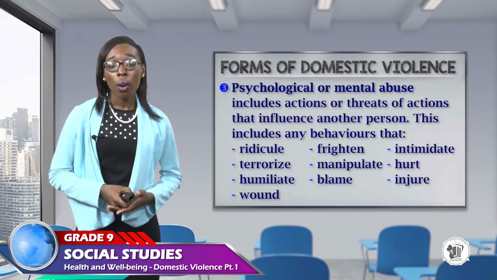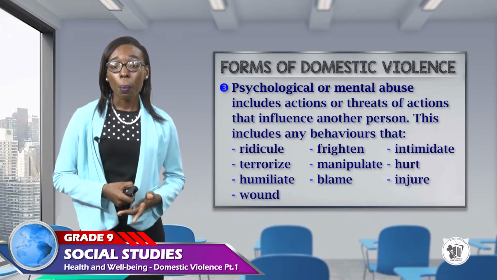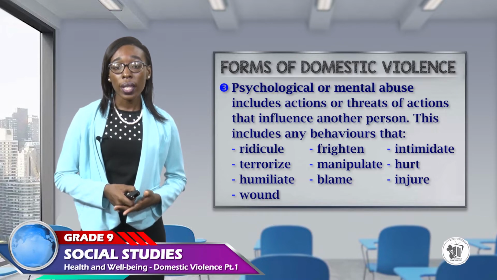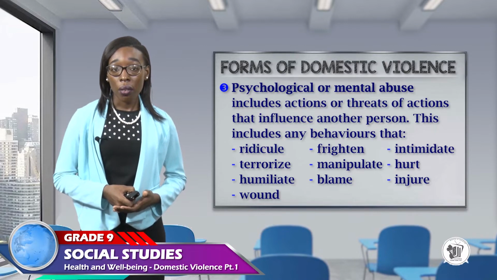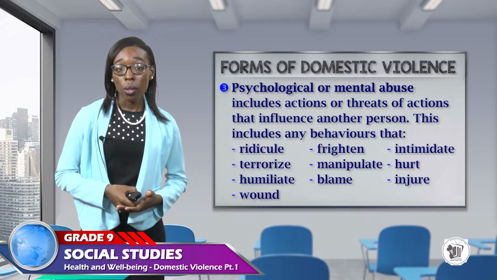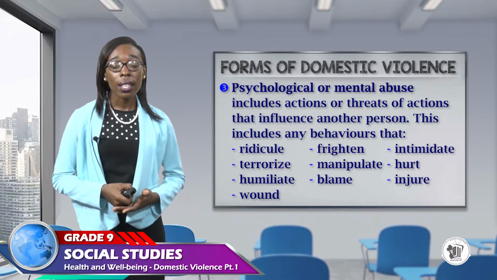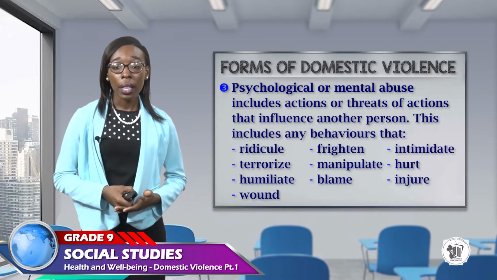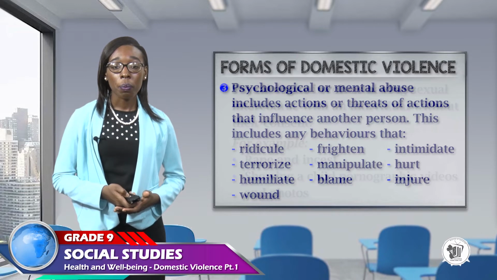The third form of domestic violence is psychological or mental abuse. This includes actions or threats of actions that influence another person. These include any behaviors that ridicule, frighten, intimidate, terrorize, manipulate, hurt, humiliate, blame, injure, or wound someone.